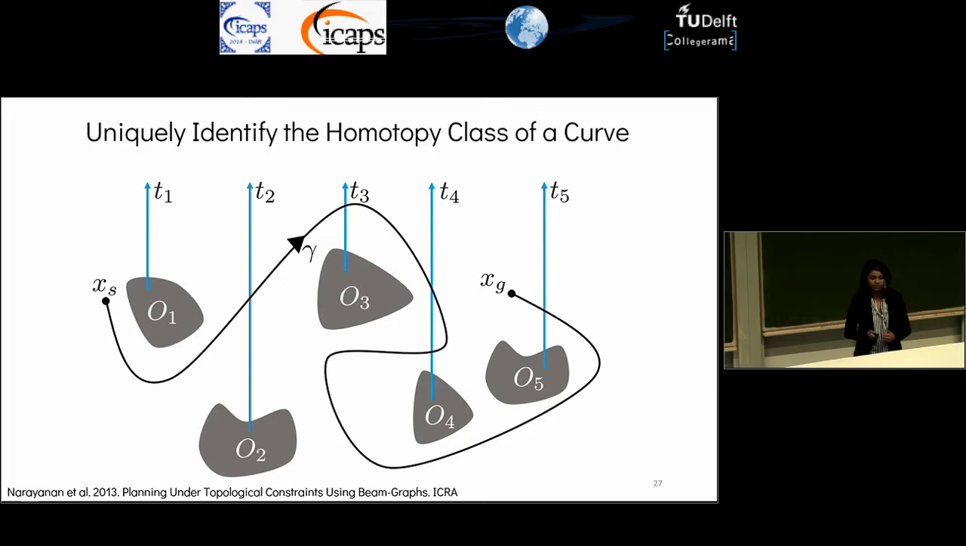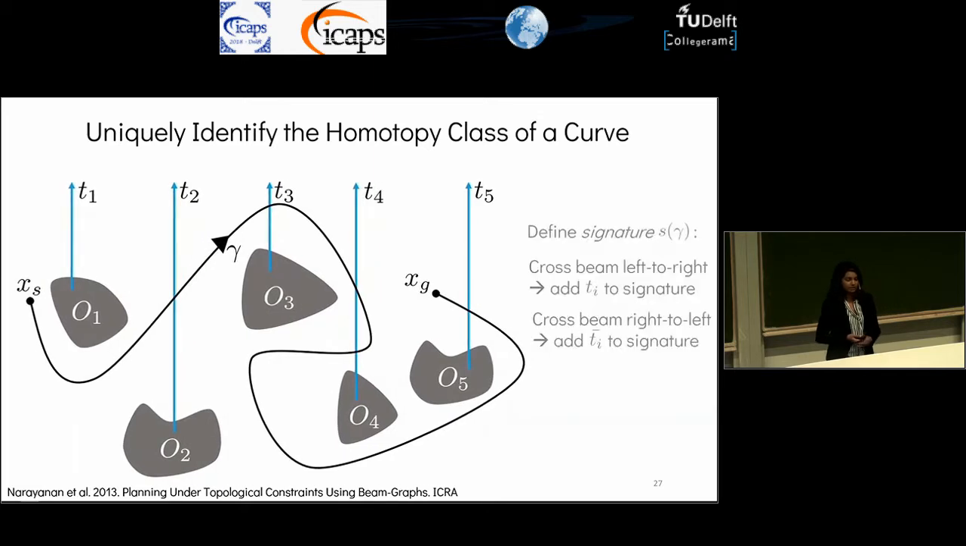From here we need to represent the homotopy class, and we do this by defining a signature. As you can see here, these beams have associated letters, T1 through T5, which are associated with the obstacles that they're being extended from. A signature is just a sequence of these letters, and it tells us which obstacles it's passing over, in which order, and in which direction. So if we cross over a beam from left to right, we add the letter Ti to its signature, and if we cross from right to left, we add the inverse of that letter to our signature, or Ti bar.